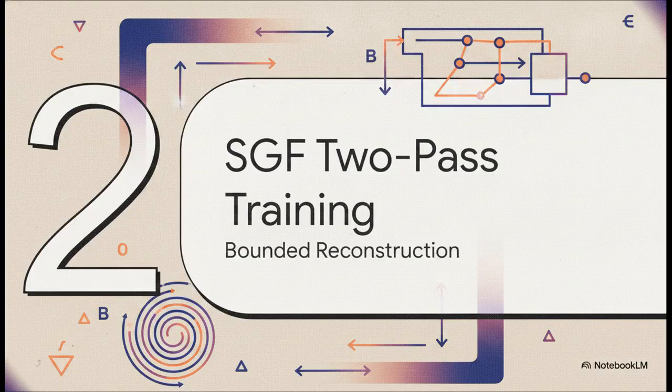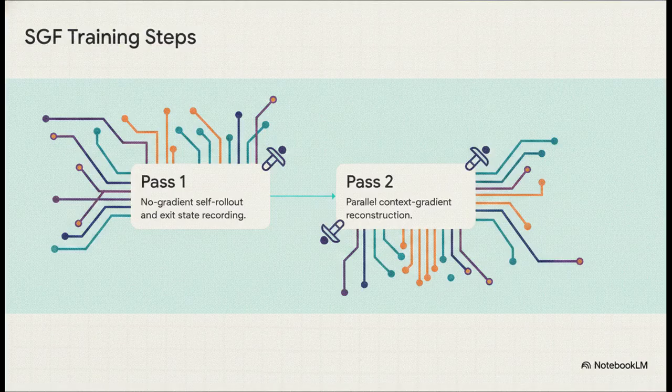Section 2. SGF two-pass training. So how exactly do we restore this gradient without forcing our GPUs to retain an impossibly massive computational graph? The answer lies right here. So the crucial point is that this bounded two-step approach completely bypasses the need to retain the full serial autograd graph. Keeping the historical KV cache fully differentiable in a serial rollout scales memory overhead to infinity. Instead, SGF splits the process into a strict recording phase and a parallel reconstruction phase. It perfectly isolates the gradient computation to exactly and only where it's needed.